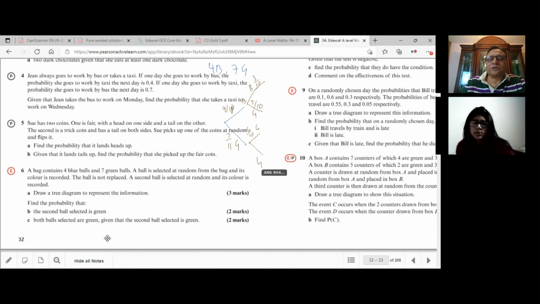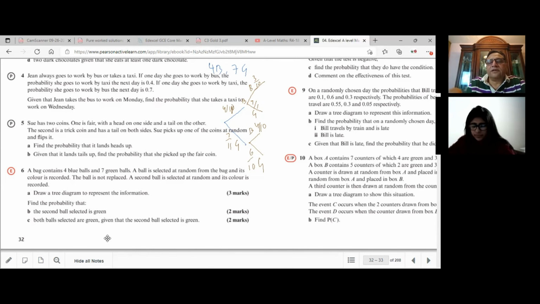It's better to write green at the end and follow a path, so let me clear this. Let's put this as green, green, and let's put blue here. In case we picked up green first, all 4 blues are there, so 4 over 10. And then in green, we have 1 less, 6 over 10. That gives you the combinations required.